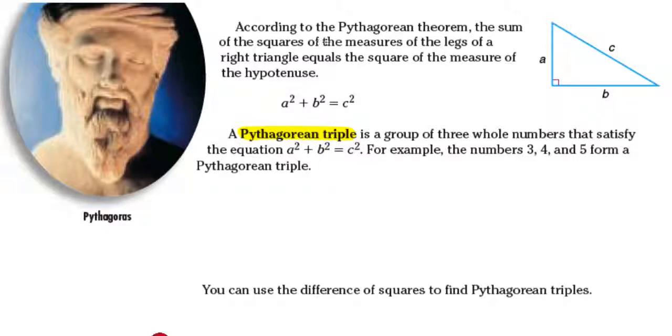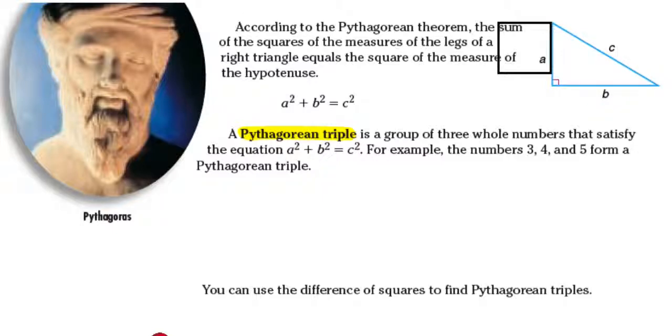Another concept in this lesson, which we'll be covering right now, will be the Pythagorean triple. So according to the Pythagorean theorem, the sum of the squares of the measures of the legs of a right triangle equals the square of the measure of the hypotenuse, basically saying a squared plus b squared equals c squared. Well, let me just draw it out.